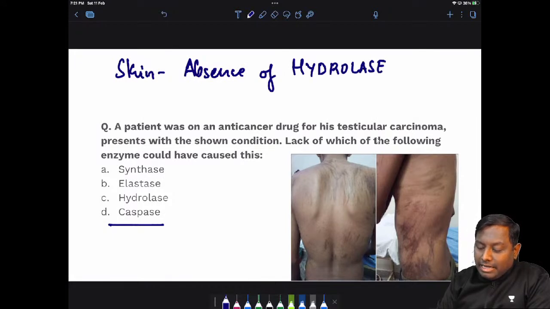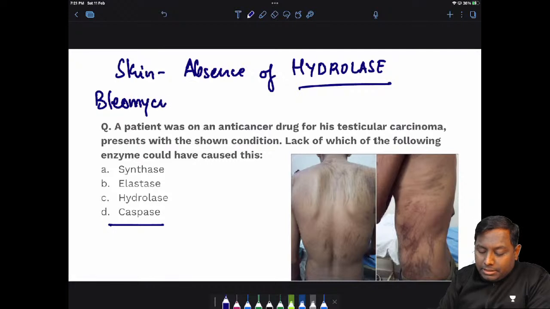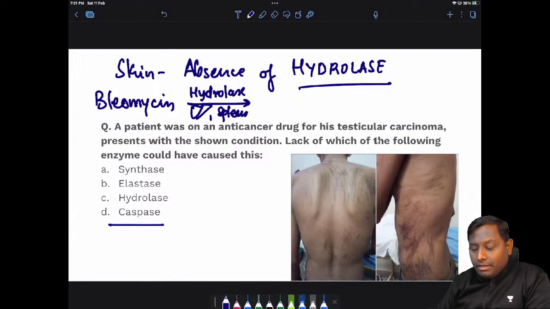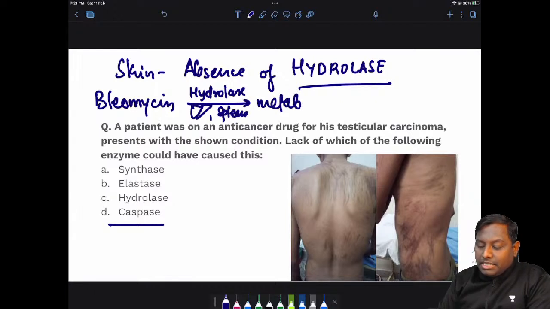Hydrolase is actually the enzyme that is causing breakdown of the drug called bleomycin. Bleomycin is actually metabolized by the enzyme known as hydrolase, which is abundantly present in the liver. It is abundantly also present in the spleen. ये यहाँ पे metabolize हो जाता है. It will be metabolized, but there will be absence of hydrolase in the skin. There will be an increase in the accumulation. Right, skin में absent होगा, so there will be accumulation of this drug and they can lead to your flagellate dermatitis.